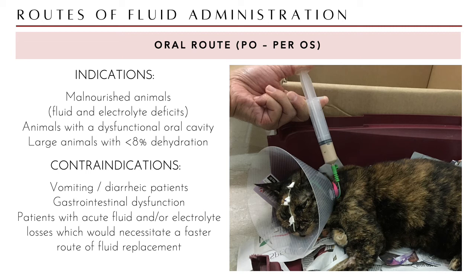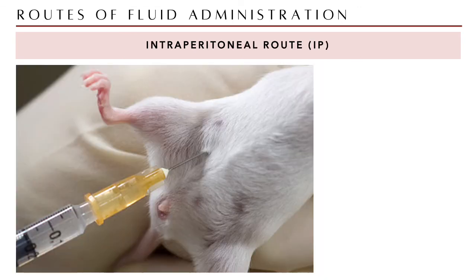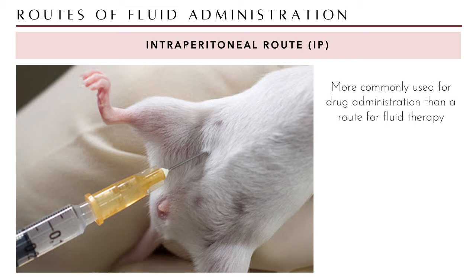Gastrointestinal dysfunction, loss of motility or hypomotility, and patients with acute fluid and/or electrolyte losses need a faster replacement rate, right? So you usually just go for IV for those patients. The intraperitoneal route, or IP, is more commonly used for drug administration rather than as a route for fluid therapy.